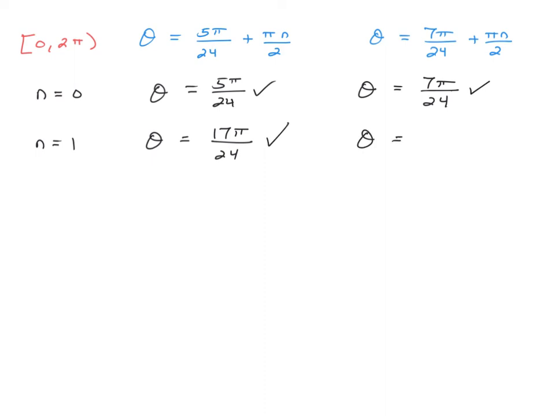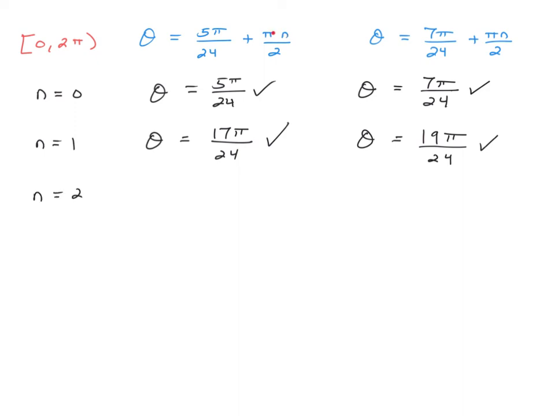Over here, I'm going to do the same thing. I'm putting 1 in place of this n, and I'm adding 7 pi over 24 to pi over 2. So 7 pi over 24 plus pi over 2. All right, when I do that, I get 19 pi over 24, also acceptable. Again, I'm waiting until I get to something bigger than 48. That's no good. Okay, so we're not there yet, so we're going to do n is equal to 2.